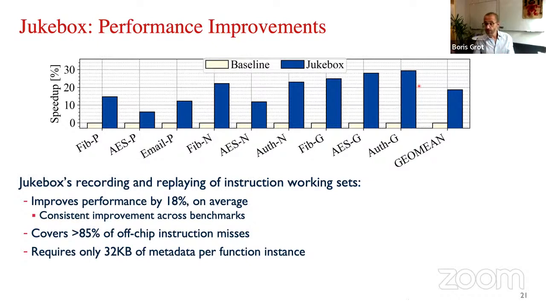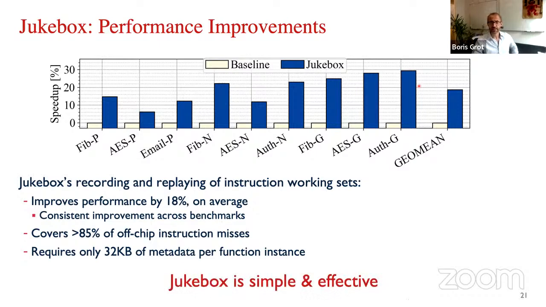Okay, there's a cost to this, so there's a little bit of hardware support that we need. That's pretty simple. You can just take my word for it. We also need to store a little bit of information in the main memory. Basically, we're recording this instruction working set of the functions and storing it in main memory. We need about 32 kilobytes of main memory capacity per function instance. This is really a drop in the bucket compared to the memory used by the entire function. So that's fairly cheap. Okay, so Jukebox, simple and effective.